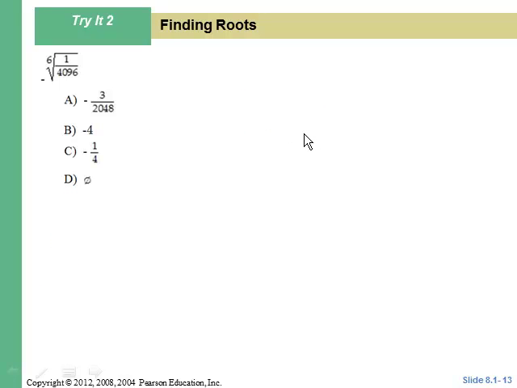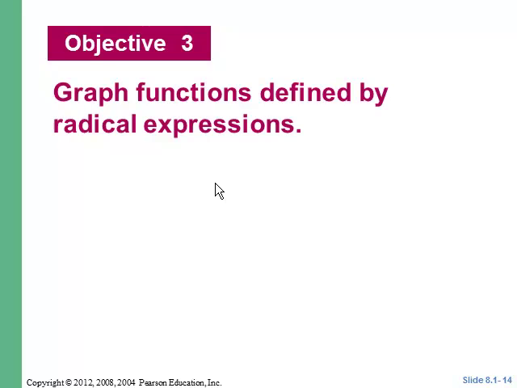This one, 4 to the 6th, well, let's see. 4 to the 3rd is 64. 64 times 64 is 4096. Okay, so it would be -1 over 4. That's a hard one.